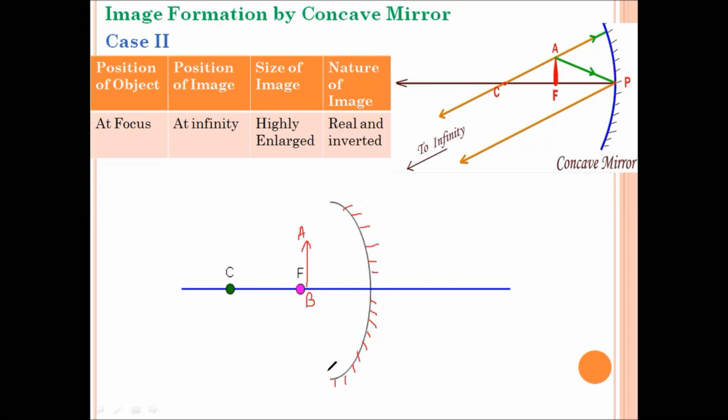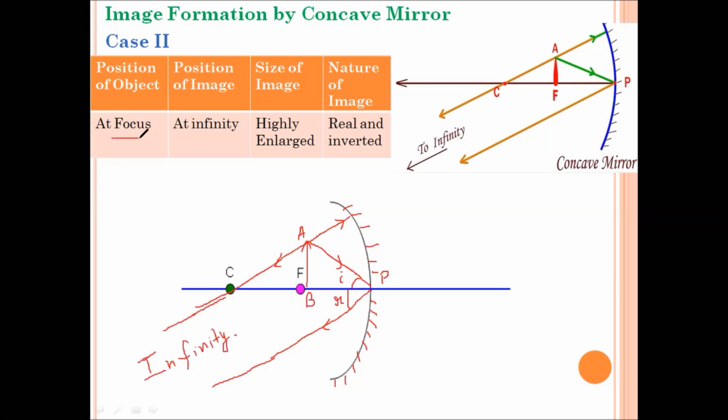We will use here rule number 3 and rule number 4. The ray which passes from the center of curvature will retrace its path, and the ray which falls at the pole of the concave mirror at an angle I will be reflected with angle R. Angle I equals angle R. We find that these two rays will not meet. These two rays are parallel, and we know parallel rays will meet at infinity.